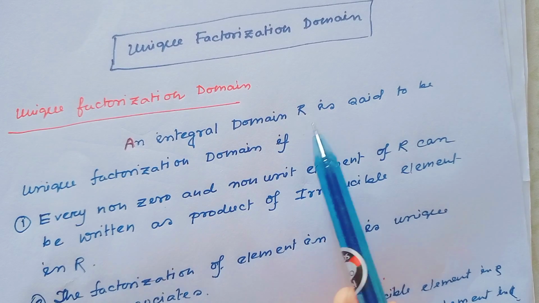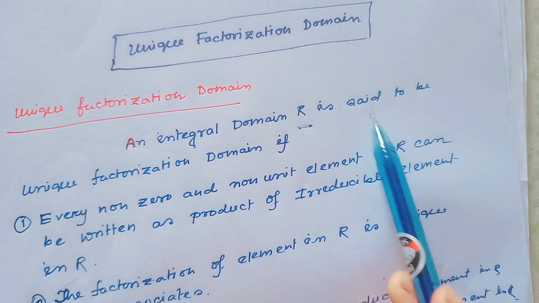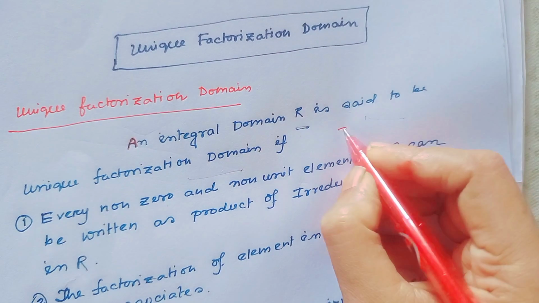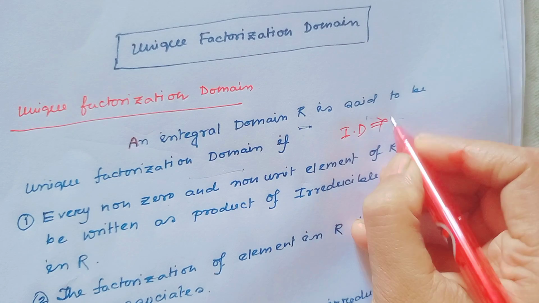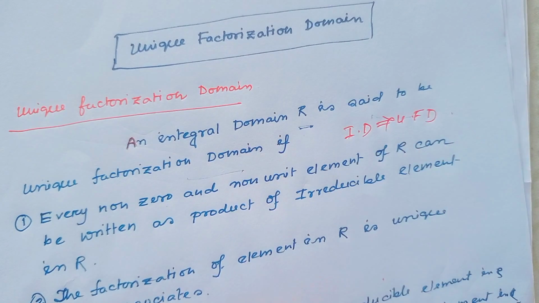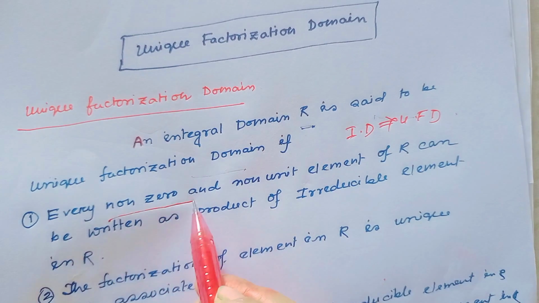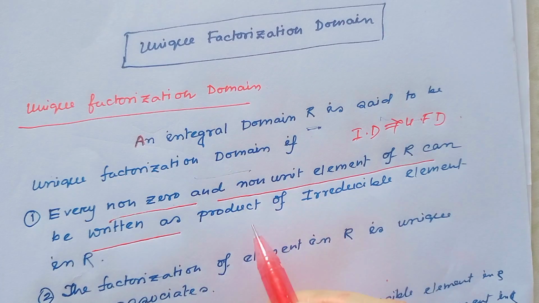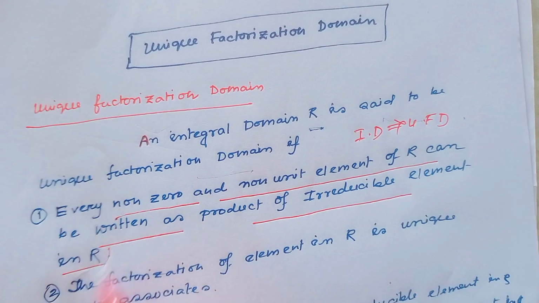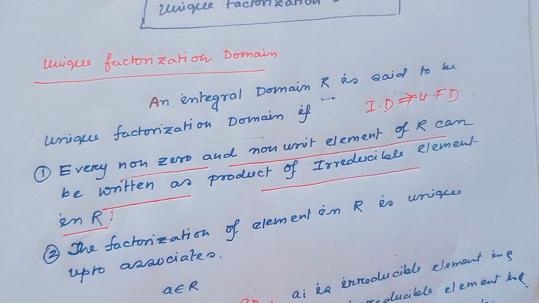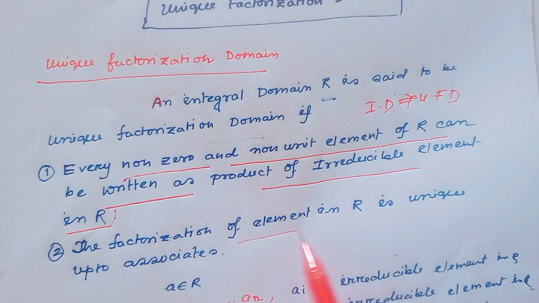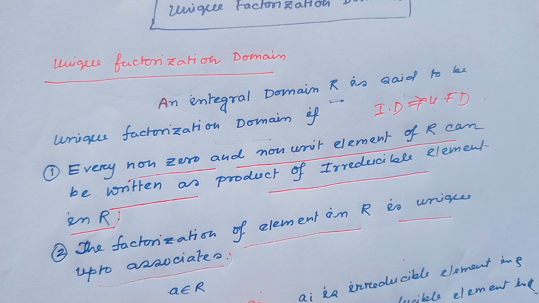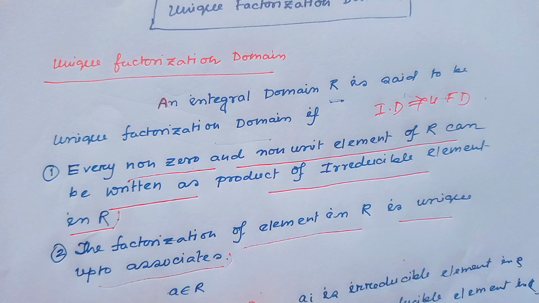If R is any integral domain, this is said to be a unique factorization domain if every non-zero and non-unit element of R can be written as a product of irreducible elements in R, and the factorization of an element in R is unique up to associate.